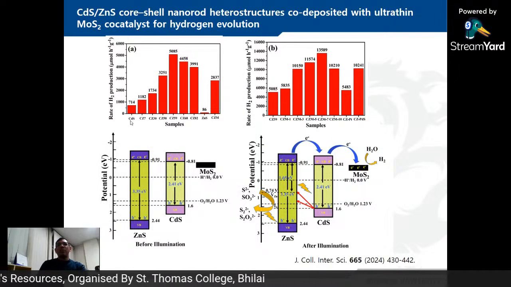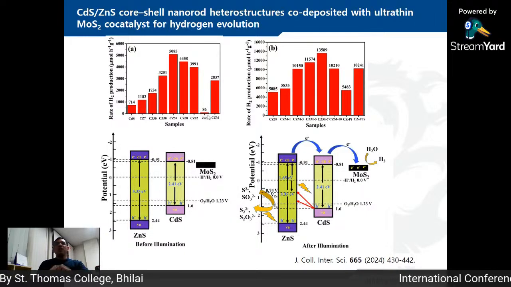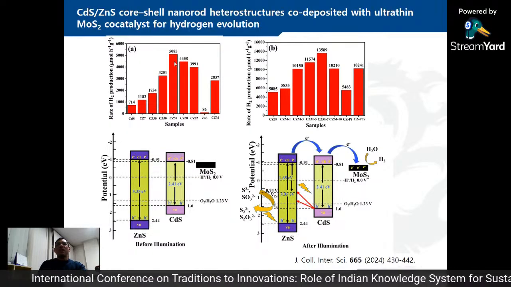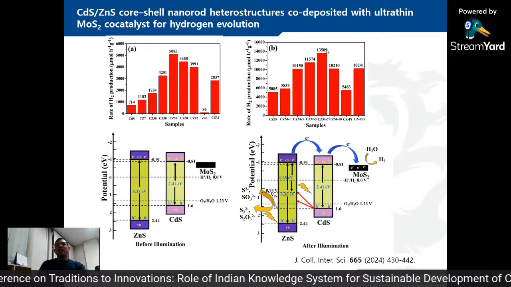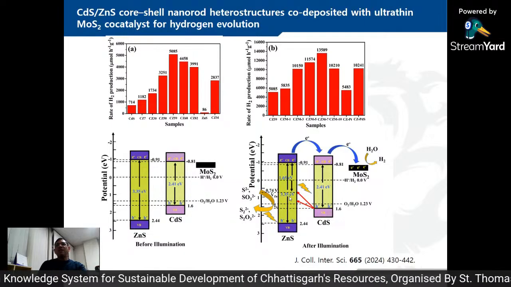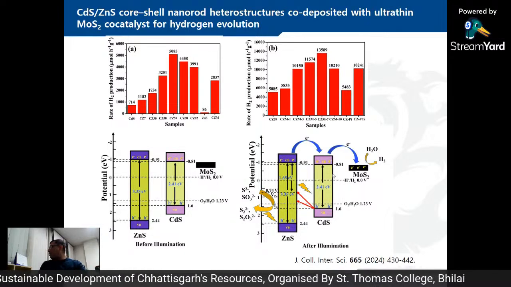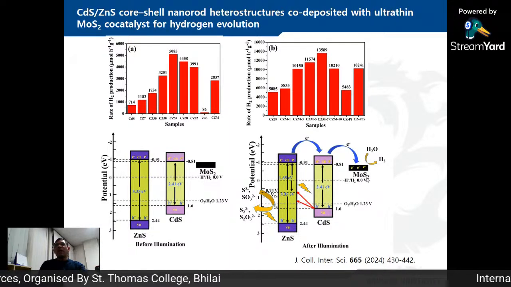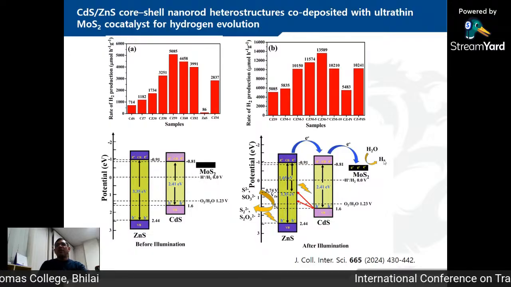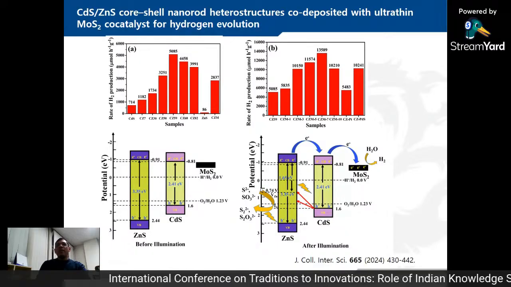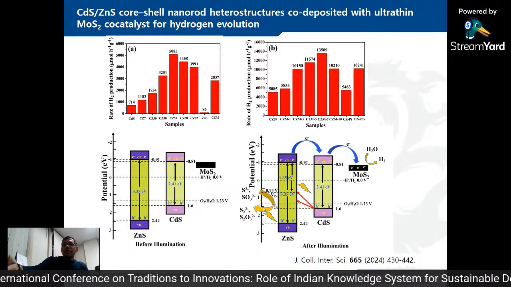You can also see here, this is pure cadmium sulfide, and this is pure zinc sulfide. If you combine these two together, it produces 1184. If you combine them with the proper concentration, it increases further, so from here it jumps. This is the schematic illustration of how the electron holes mobilize from zinc sulfide to cadmium sulfide. Then from cadmium sulfide, the electron jumps to the molybdenum sulfide, where it splits water to hydrogen, and in the valence band of zinc sulfide, water is split into oxygen.